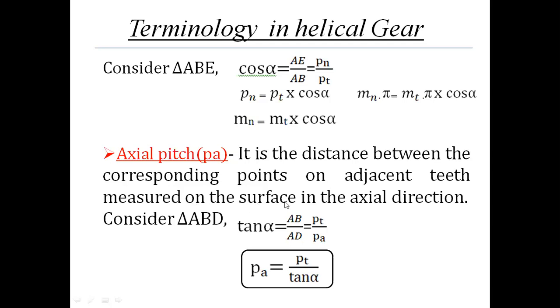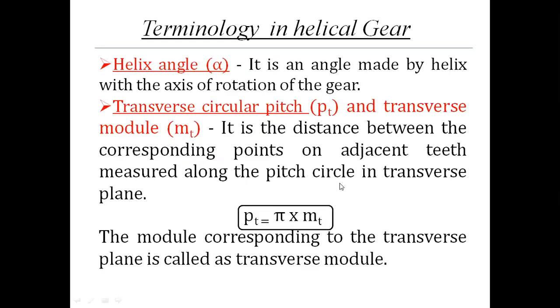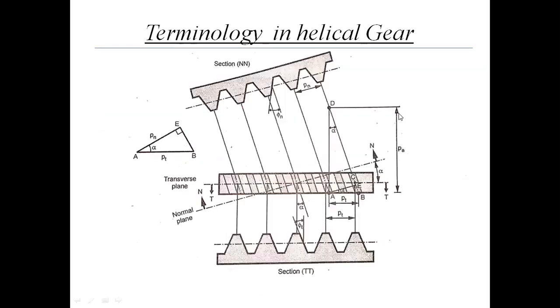Measured on the surface in the axial direction. So here you can see axial pitch PA, measured on the surface along the axis of rotation. That's why it is axial pitch. This axial pitch PA is a straight line from D up to this transverse pitch A, DA.